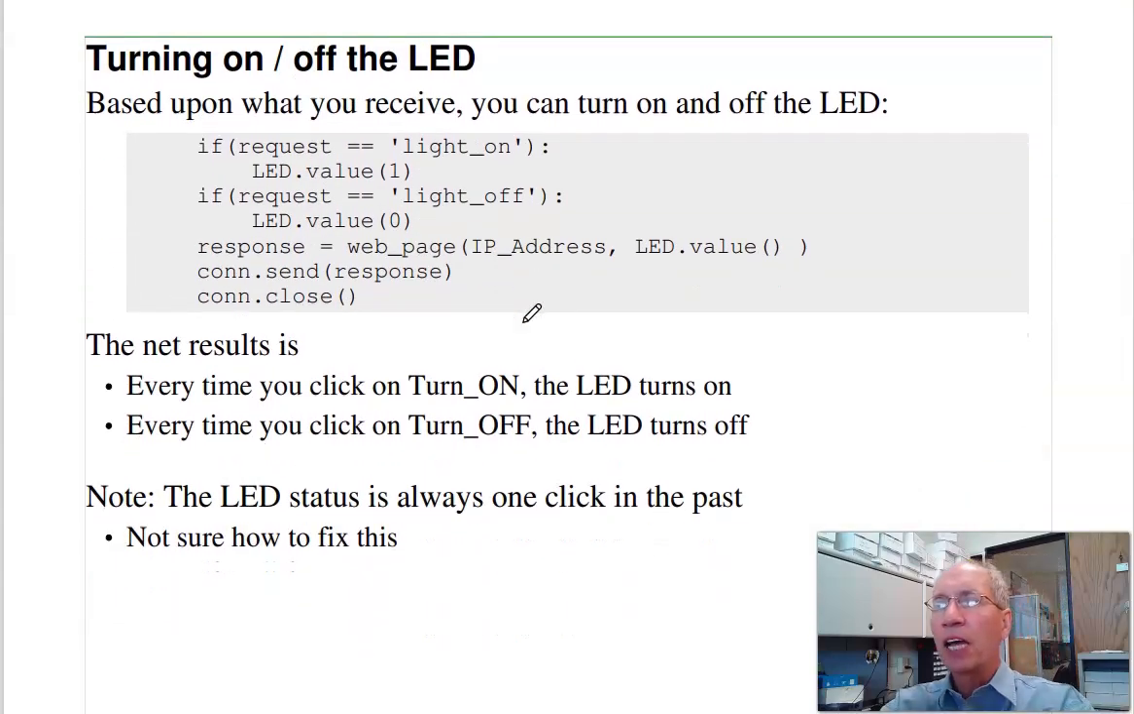Then in the main routine, I can actually do something. If I got the request of light on, I can turn on a light, light off, turn off a light. I can also echo back, what is the status of the light? Is it on or off? So that every time I click on light on, the light turns on. Every time I click on light off, the light turns off. Kind of one-sided, the LED status is always one click in the past. Not really sure how to fix that.